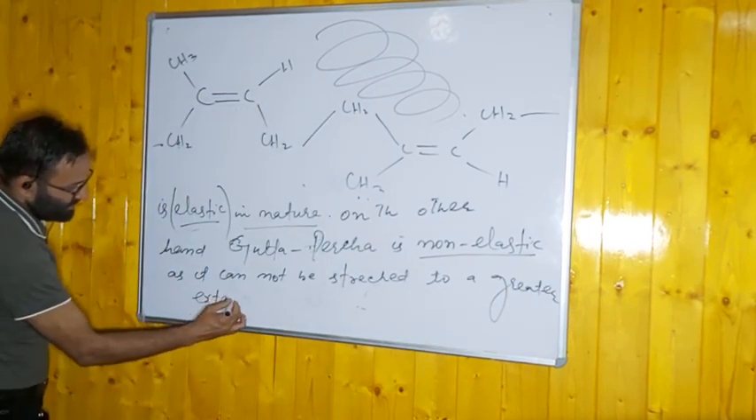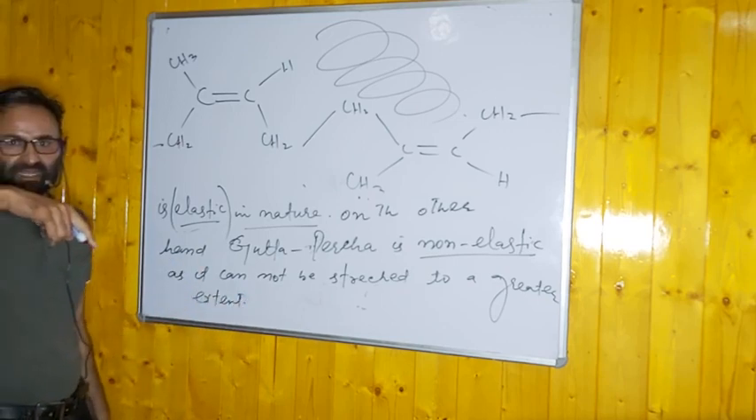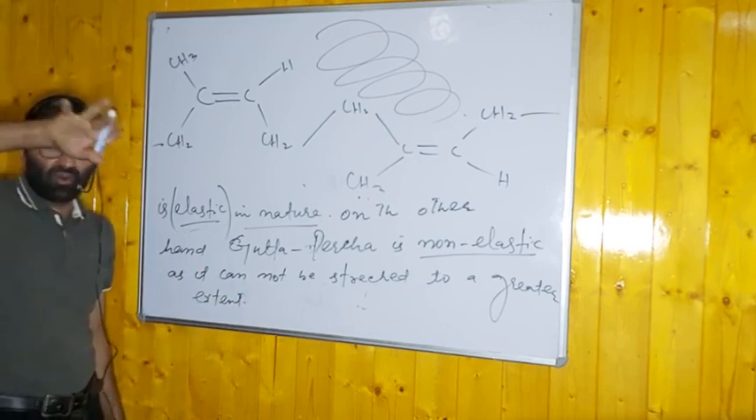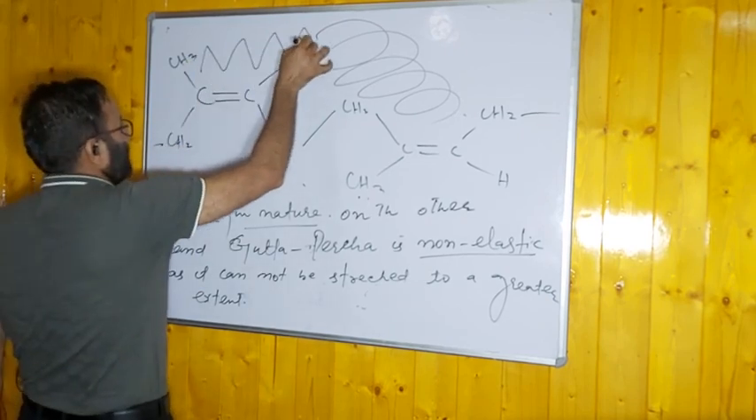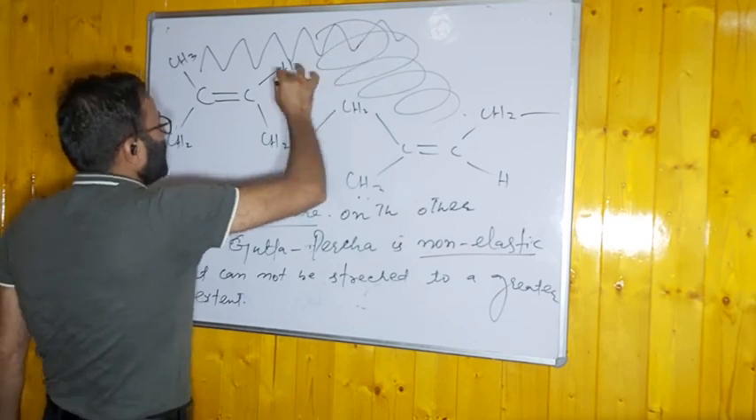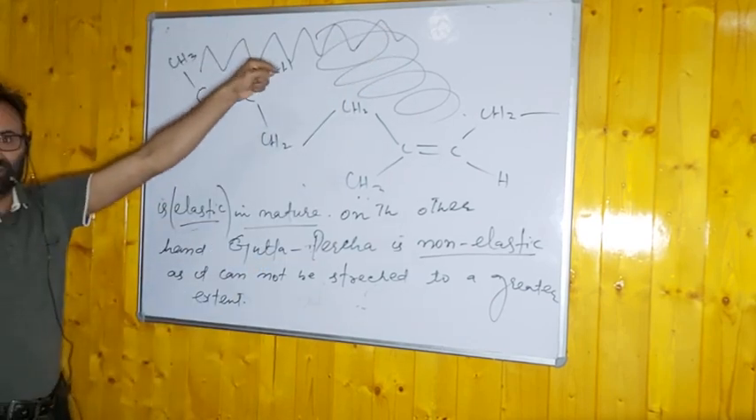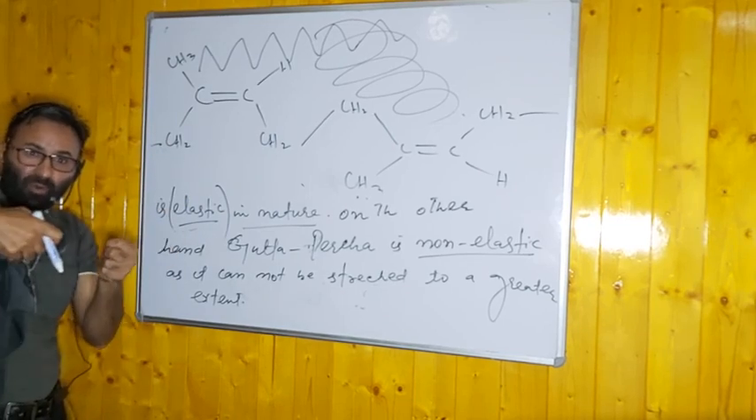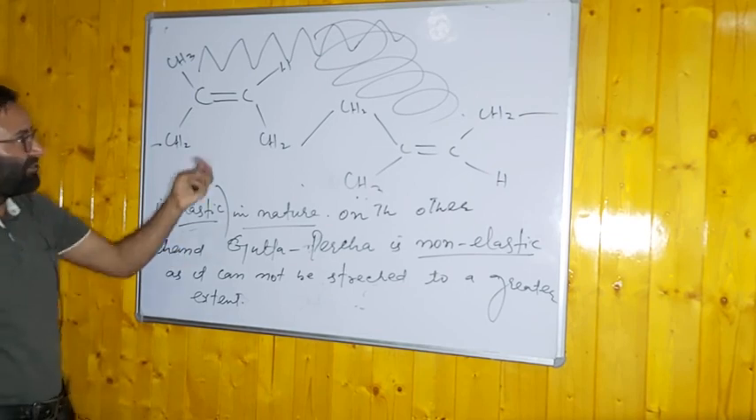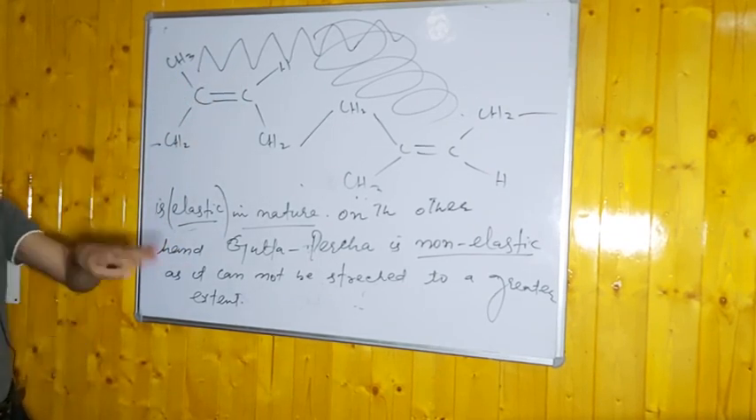Actually, gutta-percha has a zigzag structure. There is not a coiled structure. If you have the text, you can find this structure there. Because of coiling, when you apply force, it gets stretched. But when you have the zigzag structure, if you apply force, it can be stretched, but to a smaller extent.